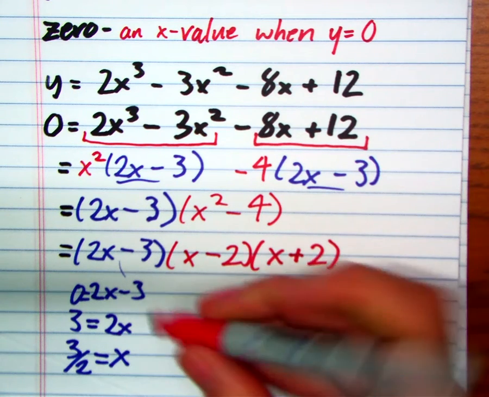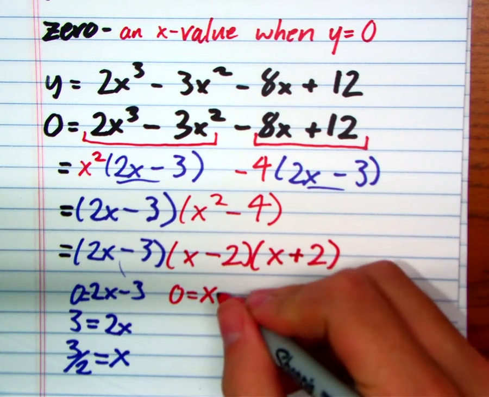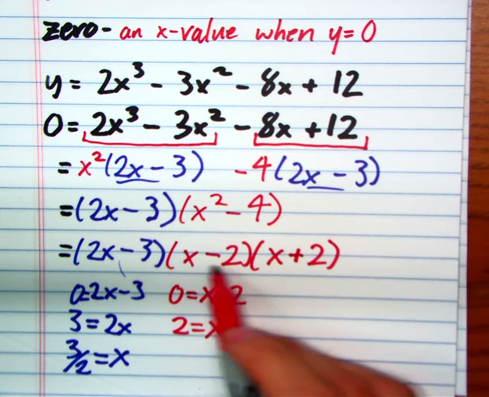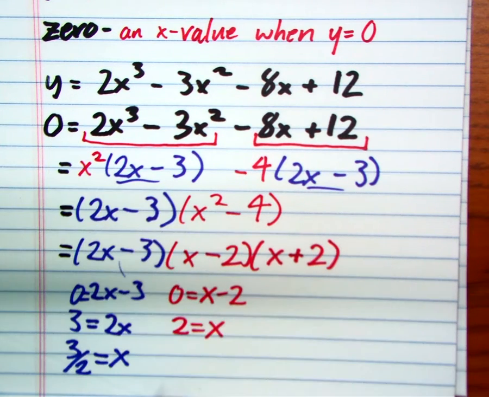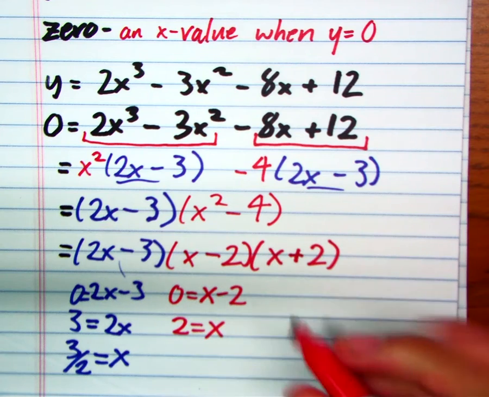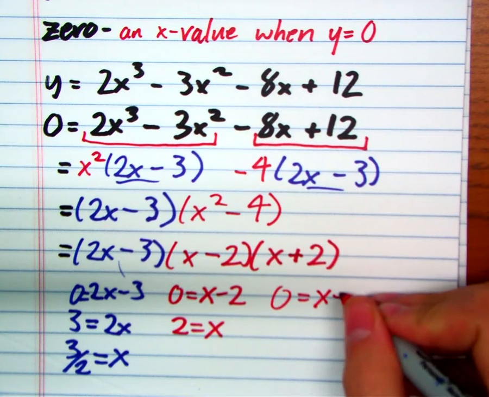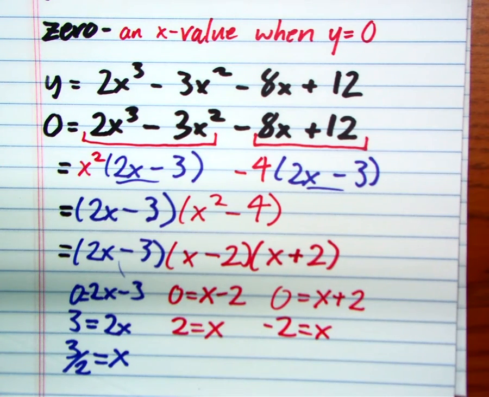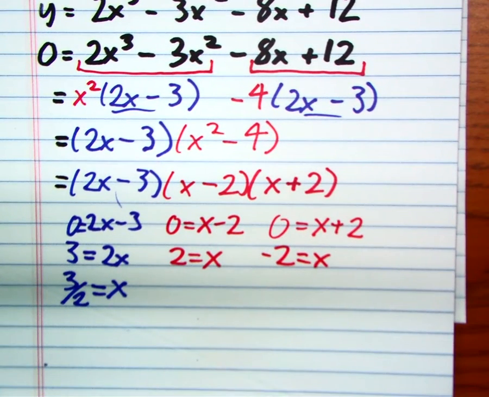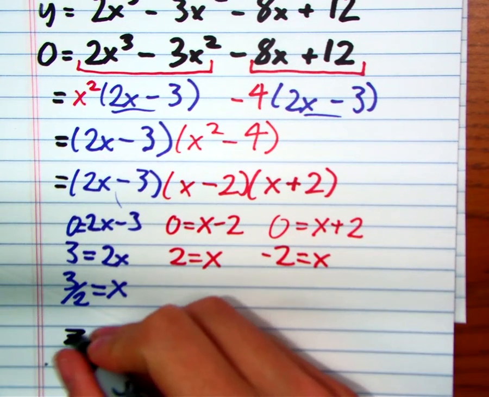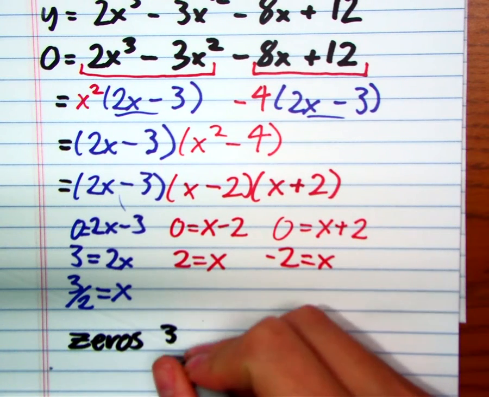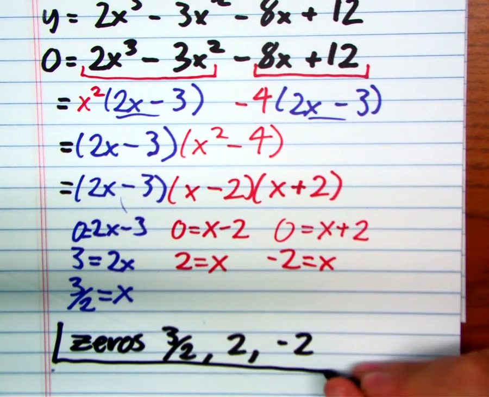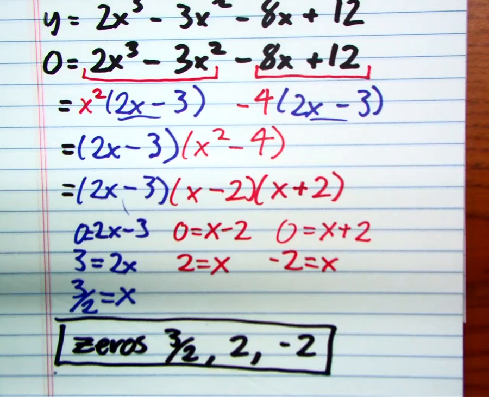Let's solve the second equation. X minus 2, I'm going to make that equal to 0, add 2 to both sides, and I have that x is equal to 2. That's going to make this factor 0, which is also going to give us a y of 0. And then finally, x plus 2 is equal to 0, so let's subtract 2 from both sides, and I've got that x is equal to negative 2. So I get 3 zeros from all 3 factors, and the zeros are 3 halves, 2, and negative 2. There's my zeros for this polynomial.